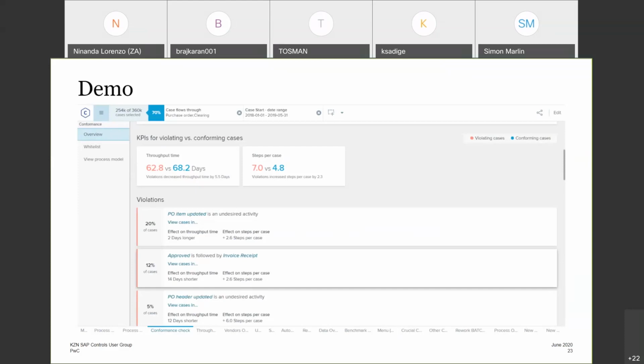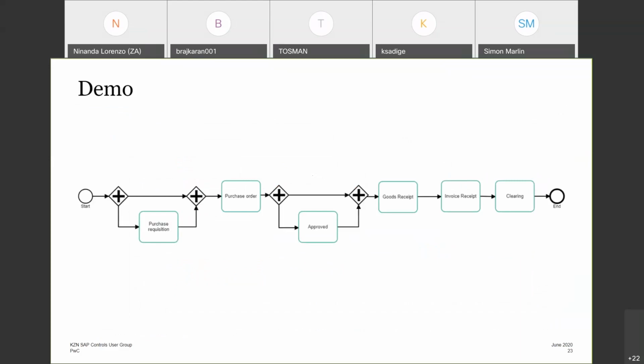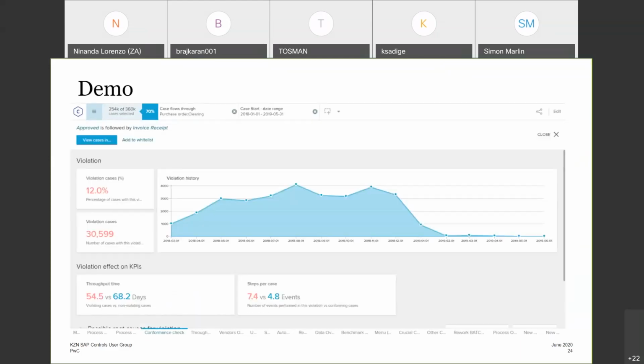The second one there is approved is followed by invoice receipt. So I'm going to quickly skip back to our happy flow. We see approved activity is followed by invoice receipt. So it's actually highlighting for us that the goods receipt activity is missing, because the case goes from approved to invoice receipt. So here we've delved deeper into that violation where approved is followed by invoice receipt.